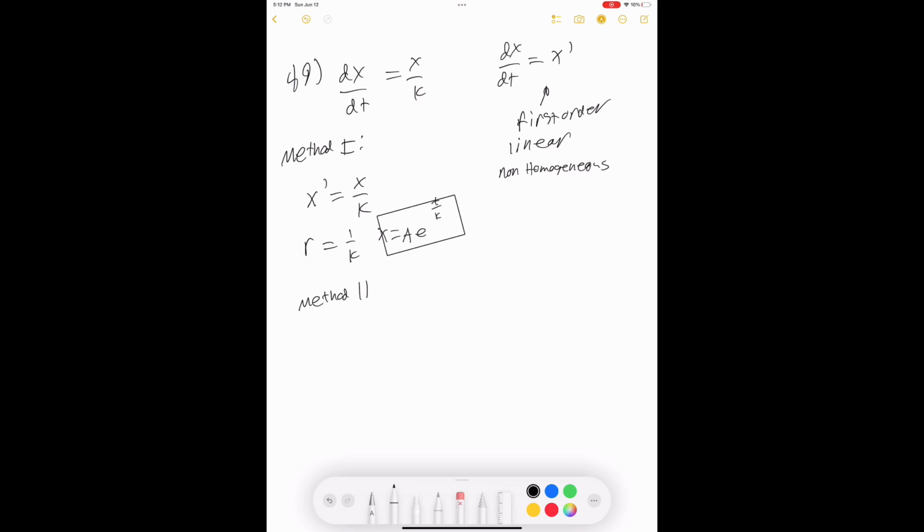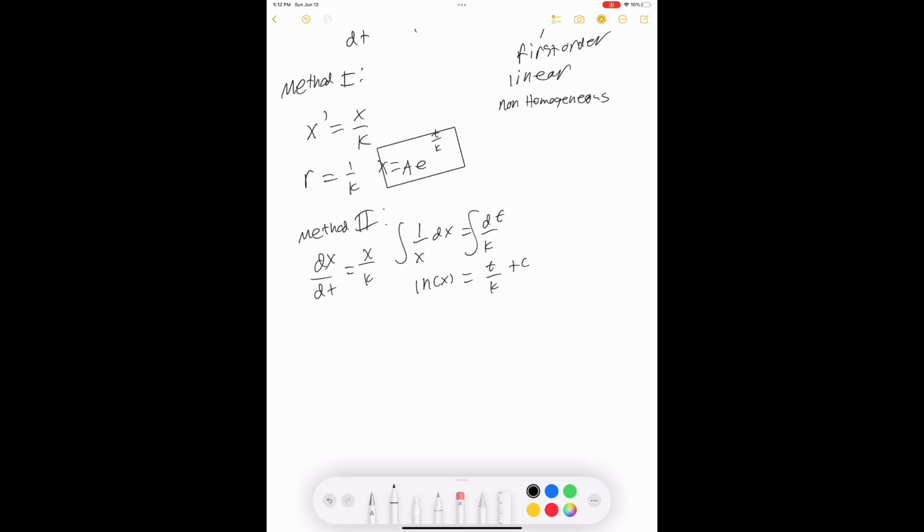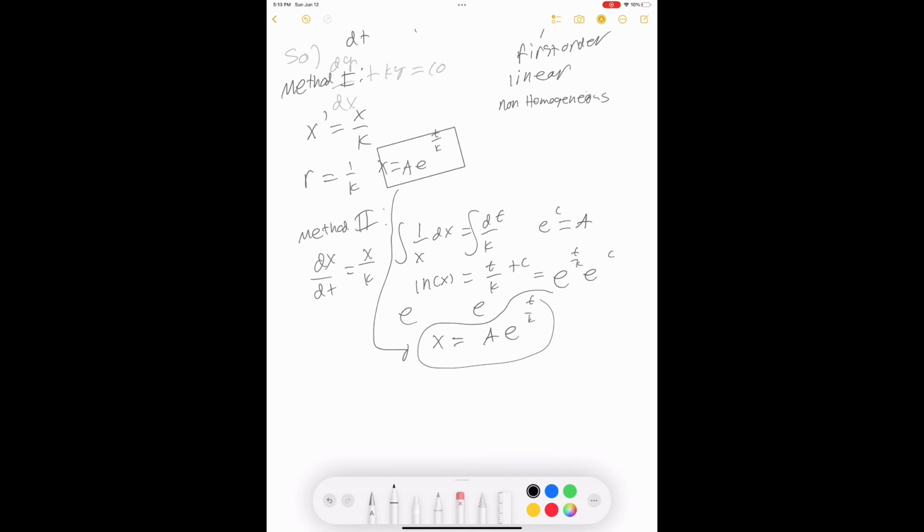Another way to get this is by saying that dx over dt equals x over k, and we are going to integrate. We're going to group the x terms together. We're going to move the dt to the other side, right? So that's going to be 1 over x dx equals 1 over k dt. Integrate both sides, giving us ln x equals t over k. And we can raise both sides to the e, right? We could do e to both sides, and then that will be x equals e to the t over k plus c. We could say that e to the c is a, and e to the t over k plus c is equal to e to the t over k times e to the c, giving us x equals a e to the t over k, which is what we got before.